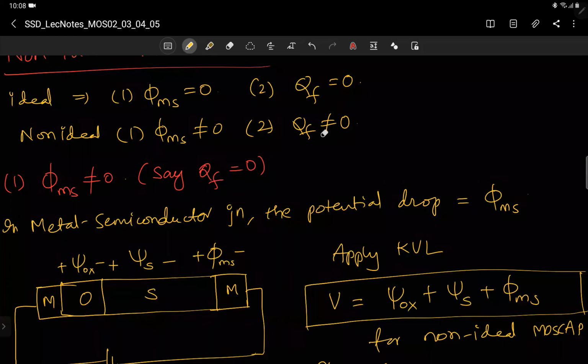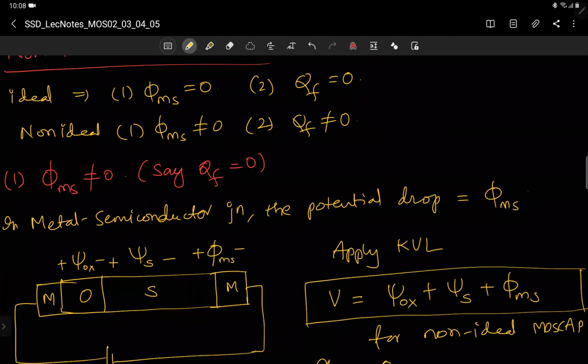So to understand phi ms not equal to 0, this is already discussed in the previous class, but it was discussed considering QF equal to 0. So I have written this explicitly. Now you don't say this in the video, but I have written it, so it will be appearing in the notes. So phi ms not equal to 0 and say QF is equal to 0 still.